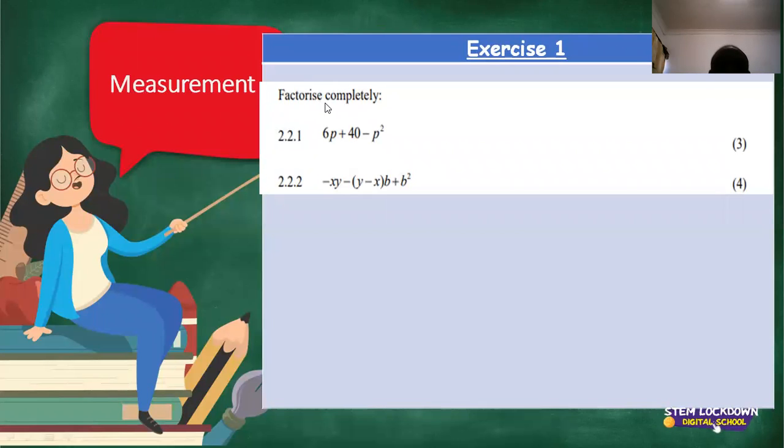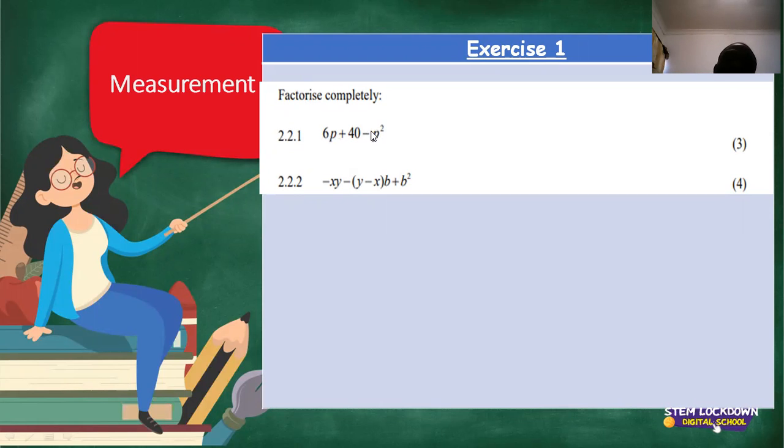It's saying factorize completely: 6p plus 40 minus p squared. We need to factorize this. How do we factorize this? Usually in factorizing trinomials of this nature, we prefer the coefficient of the p squared to be positive. So this is the standard form.